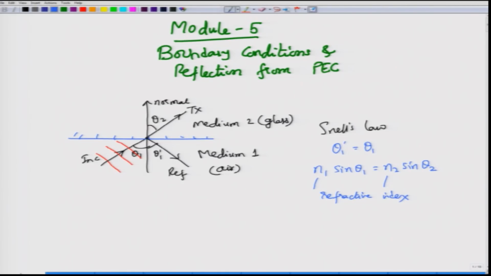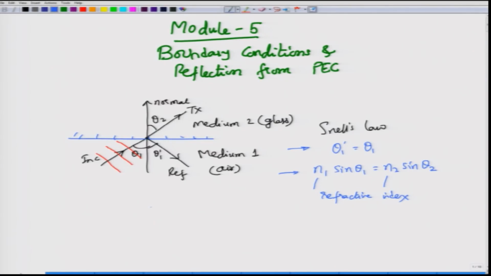So, you can use this equation to calculate the angle theta 2, and as you change the angle of incidence theta 1, the corresponding angle theta 2 also changes. There is also a certain specific case where you might end up having the following scenario.